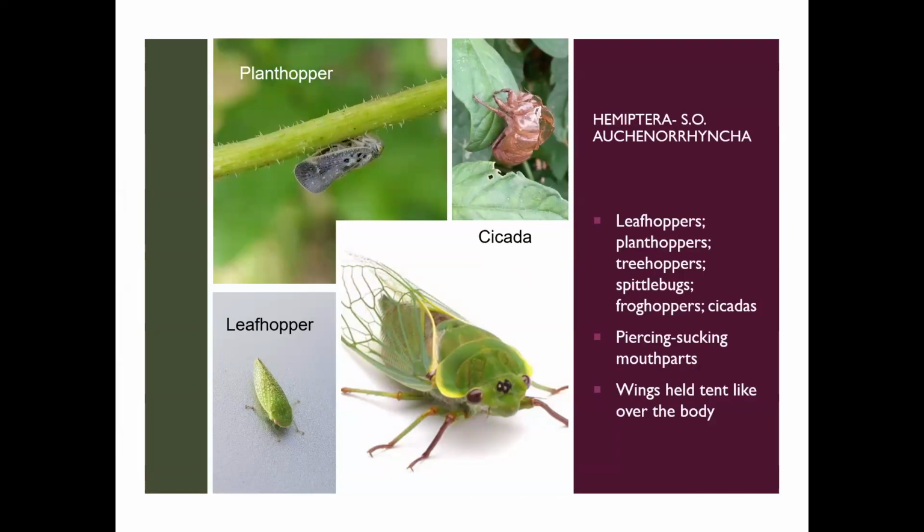If we look at our cicada here, that will give you the idea of what I mean when I say they're tent-like or roof-like over their body. They do have four wings, but they are folded over the abdomen at an angle.